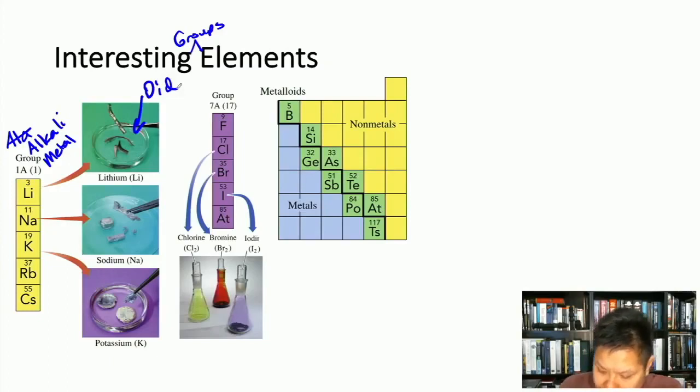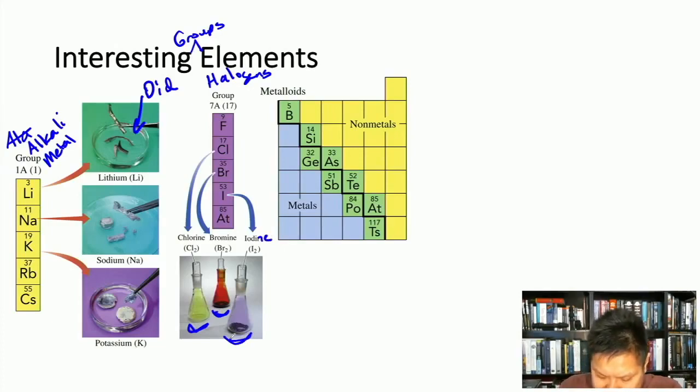Another interesting group here is group 17, or 7A. These are the halogens. We'll talk about the halogens a lot later on, but they're all gases. Chlorine gas, for example, which was used a lot as a weapon in World War I, is a greenish, yellowish gas. We have bromine gas here, reddish, and then iodine gas, which is kind of a purplish blue color.